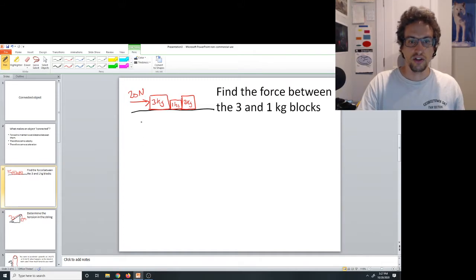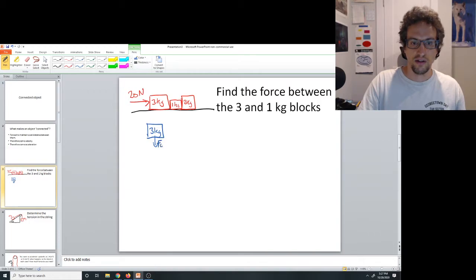All right, so let's look individually at the 3 blocks, and then I'll show you an actual shortcut on this problem. But let's individually look at this the long way. So a 3 kilogram block, what forces does it have on it? It has gravity, normal force, a 20 Newton push, and then it has some force from the 1 kilogram block. They're pushing against each other. So this I'm going to call F31.